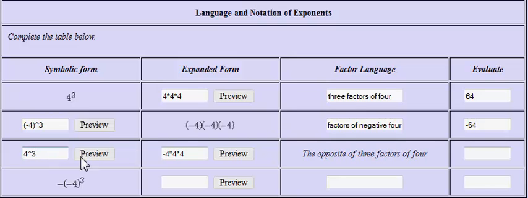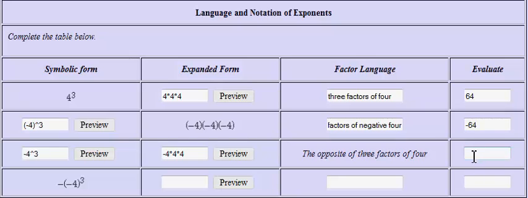This would be 3 factors of 4. And then to get the opposite of that, you simply put a negative symbol in front. That would be the opposite of 3 factors of 4, meaning that the negative is not part of the base. The base is 4. After you get done evaluating your 3 factors of 4, you could take the opposite of that answer.